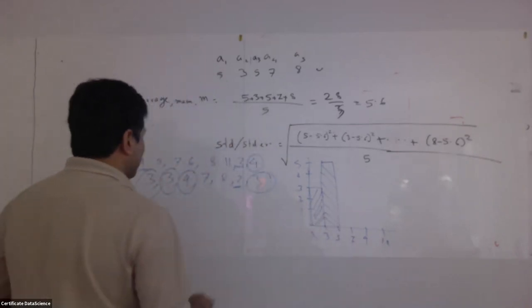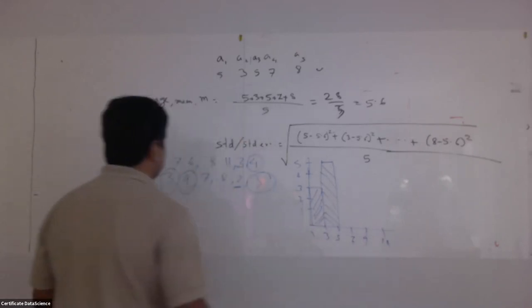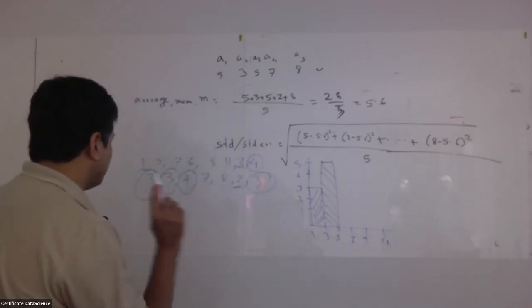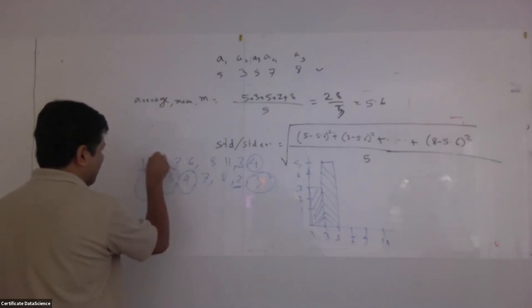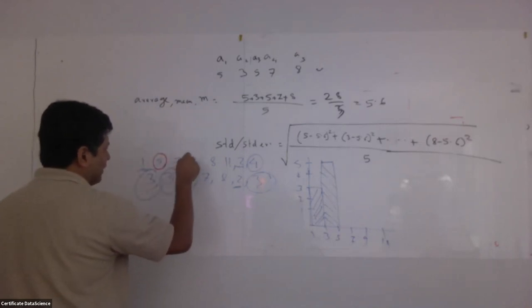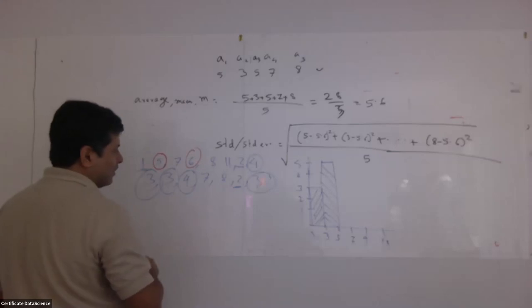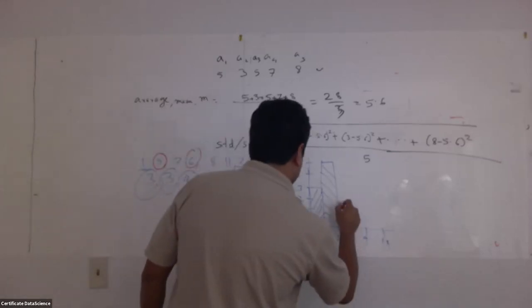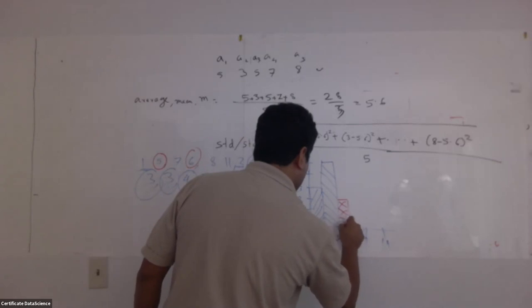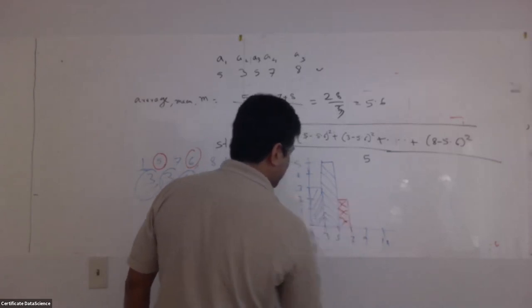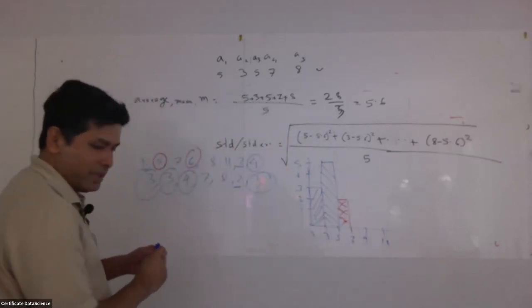Now 5 to 7: including 5, and not 7. Anything less than 7. 5 is a candidate. 6 is 1. That's it. 5 is 2. So that's 2.